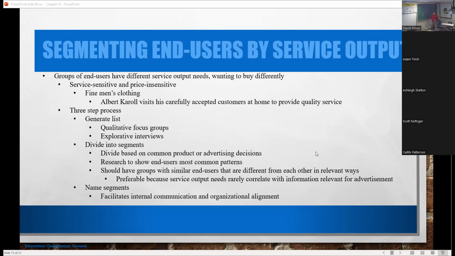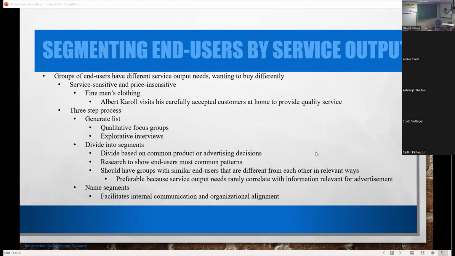The reason why we name them is we, in essence, give them an individual identity. It makes it easier for us to talk about those groups, to communicate them and align them in our organizations. And we understand them better when we give them some kind of factual existence.